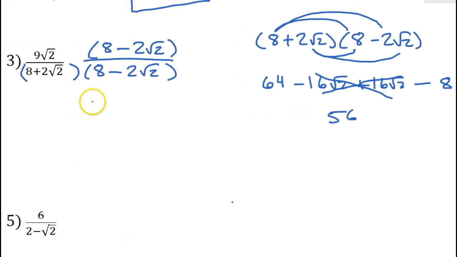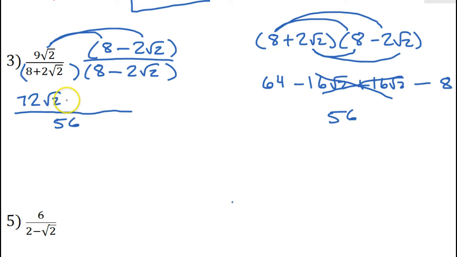Okay, so now we can get back to the problem. On my next step, I'm going to have 56 in the denominator. Now the numerator, I need to multiply these things out. So 9 radical 2 times 8 is going to be 72 radical 2. Now 9 radical 2 times negative 2 radical 2. Well, it's going to be minus something.